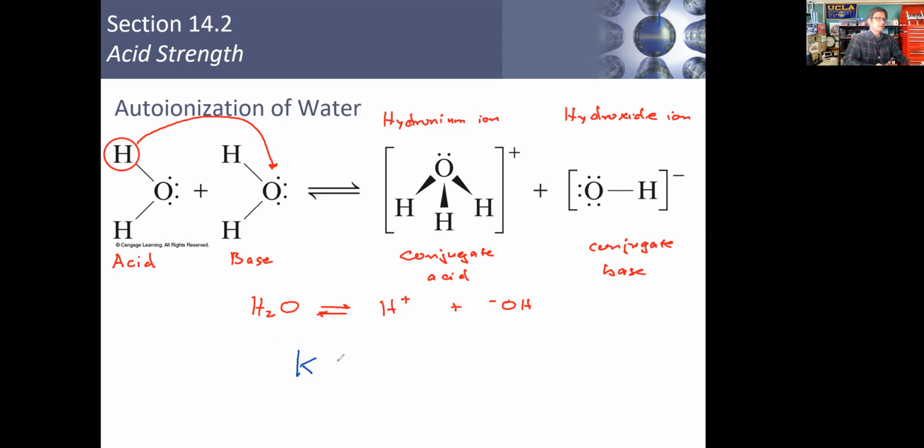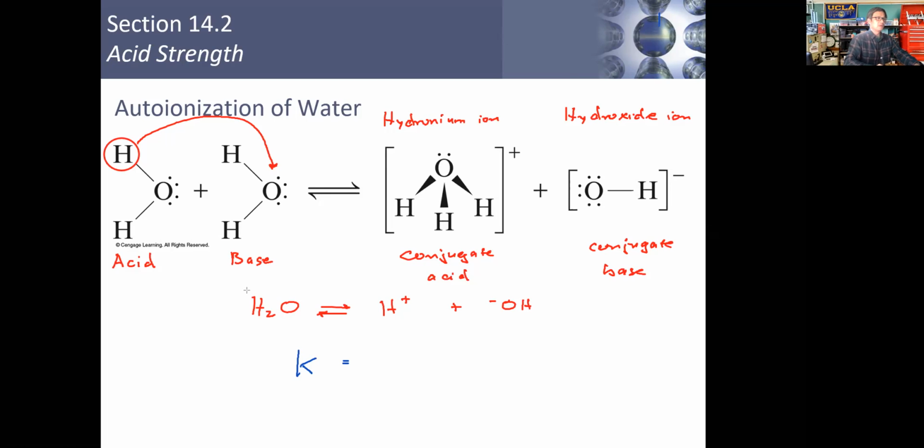I'm going to go ahead and use this here. We can simplify the auto-ionization of water by writing it this way. We can write it out this way right here.